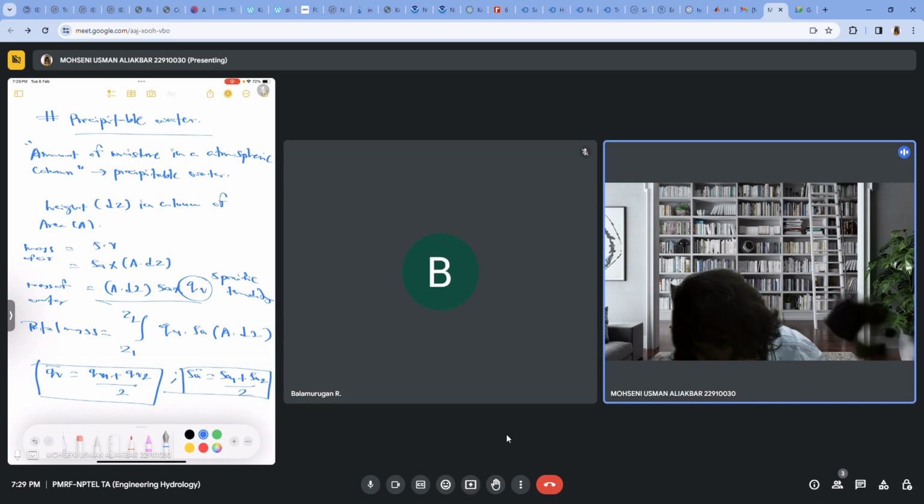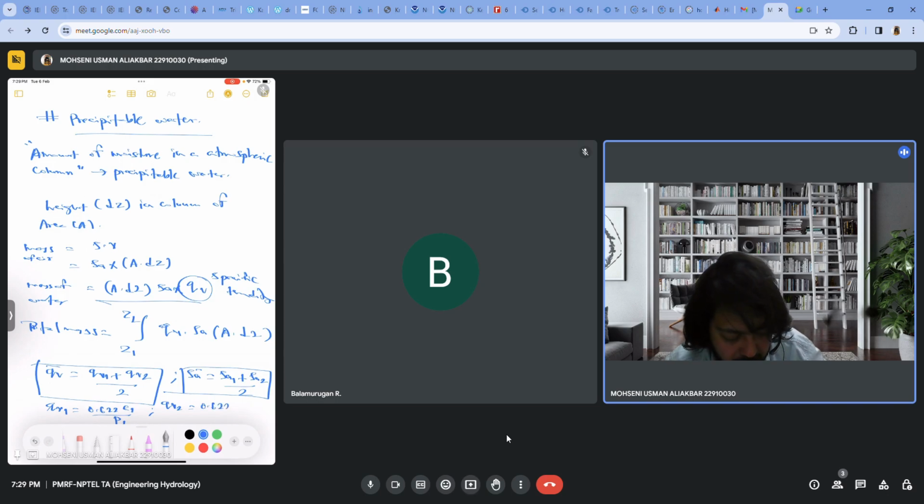So how are we going to find QV1? We should know the equation of QV1 by now. It is 0.622 of E1 by P1, and QV2 will be 0.622 of E2 by P2. So it means we first need to calculate the vapor pressure and atmospheric pressure at those two elevations. If we know that, then we can calculate QV1 and QV2.